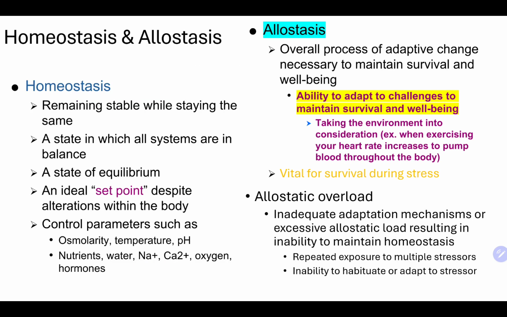When we look at homeostasis, whenever we think of physiology, one of the main things you think of is homeostasis: trying to maintain a stable internal environment. That's really making sure all of your systems are in balance. For homeostasis, we're really going to control parameters such as osmolarity, temperature, pH, nutrients, water, calcium, sugar levels, blood pressure, things like that. So trying to maintain a stable internal environment, that's what homeostasis is. That's what we're constantly trying to maintain and achieve.